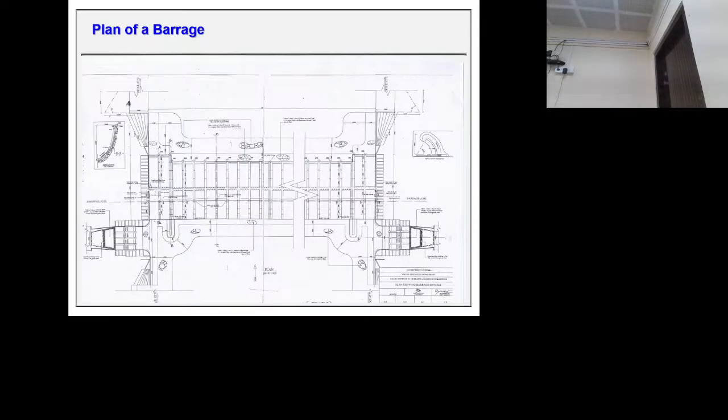Before releasing water, they have to take care of silt entering into the canal. Otherwise, a large amount of silt will collect in the canal and the purpose of the canal will not be served. So silt excluders and silt ejectors are also provided in this canal system. At the undersluice part also they have to provide this in the barrage. And here is also one divide wall, and this is the regulator portion.